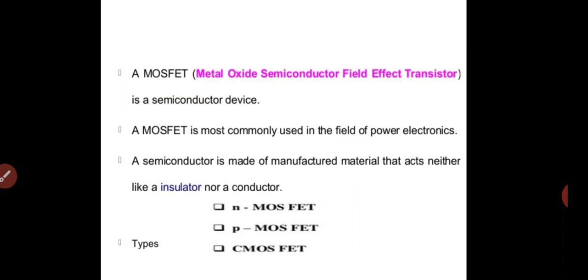According to the semiconductor material, the channel is made of N or P substrate. When the channel is N type, it is called N MOSFET, and when the channel is designed by P substrate, it is called P MOSFET. Another type is CMOSFET, the complementary MOSFET.